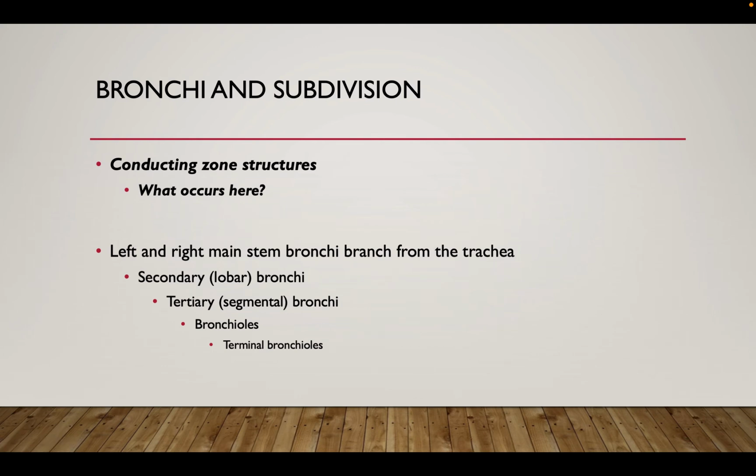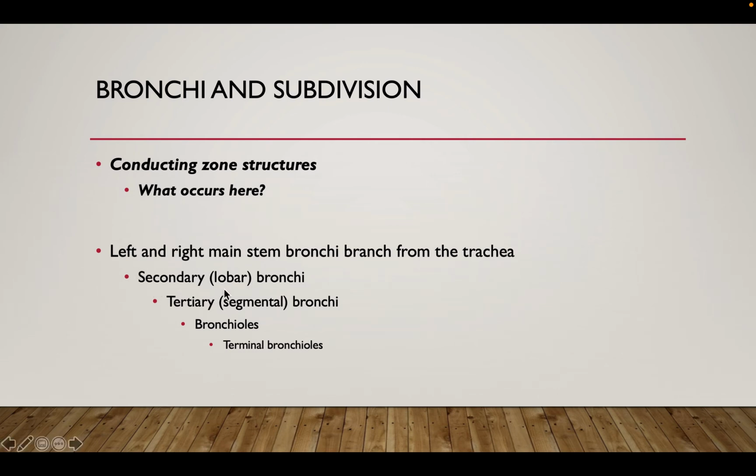And so all that means is that air is simply being conducted through this series of branching structures and no gas exchange is happening. So we enter into our mouth or our nose, through our pharynx, our larynx, our trachea, into our primary bronchus, secondary, tertiary, bronchioles, and then terminal bronchioles. During all this time, no gas exchange is happening. It is just simply moving down the line. The air is simply moving from the primary to the secondary and so on and so forth.